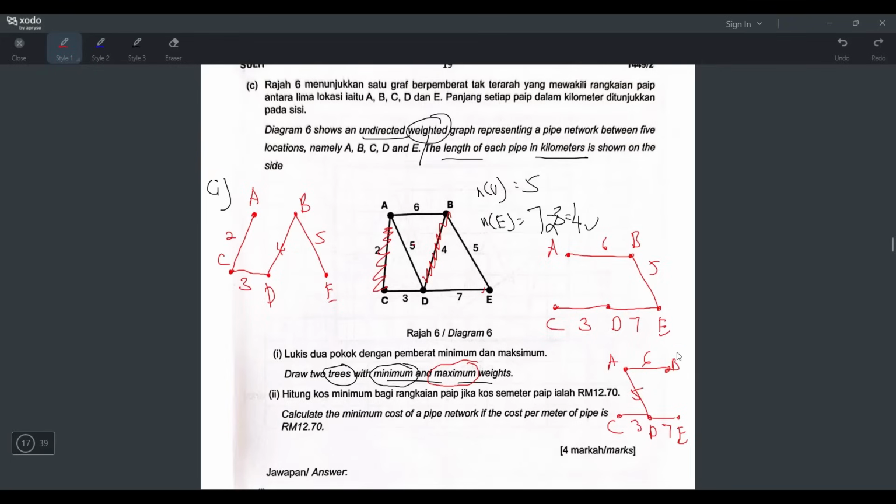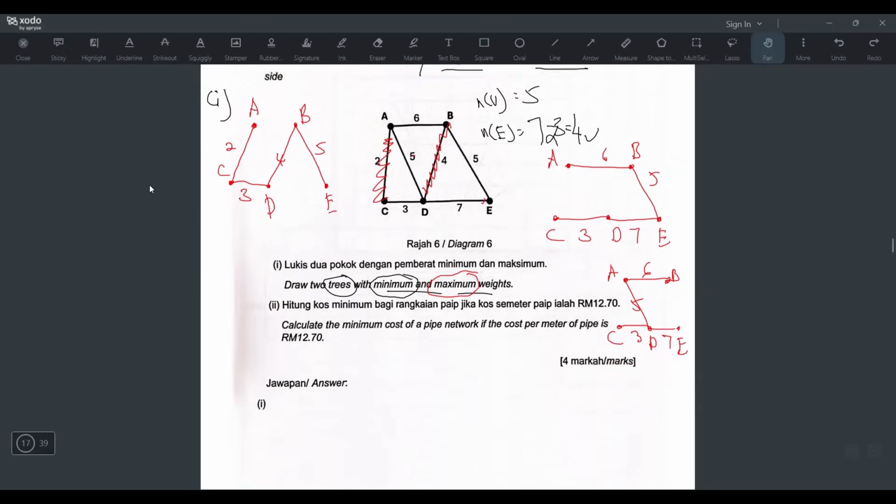Okay, why is both answers correct? Because the weight is the same. 6 plus 5 plus 3 is 7. This one is also 6 plus 5 plus 8, and both is 3. So you can choose one. Okay. So that's all for question 1.